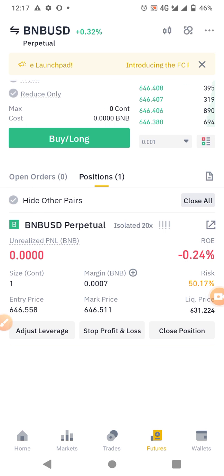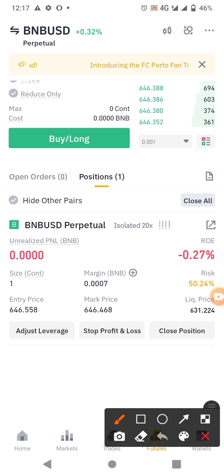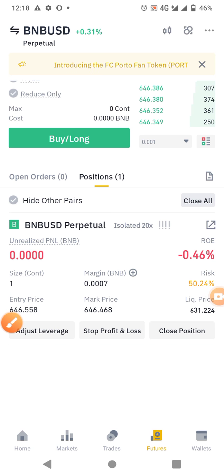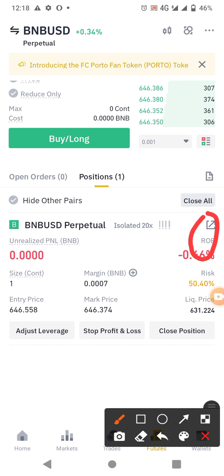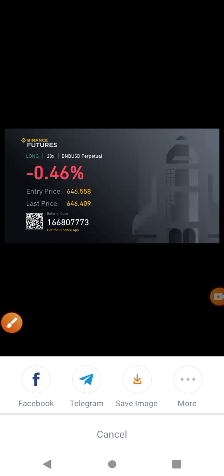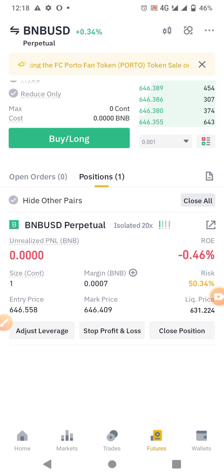So if you want to save the image, you just click on this arrow that is pointing outside. Let's click on the save image. You can see, if I click on save, it brings it out. Very good. Now close position. If I just click on this close position, it will close everything.